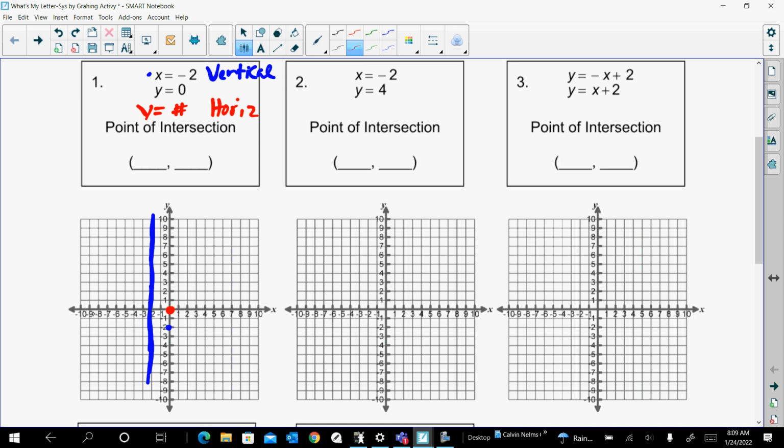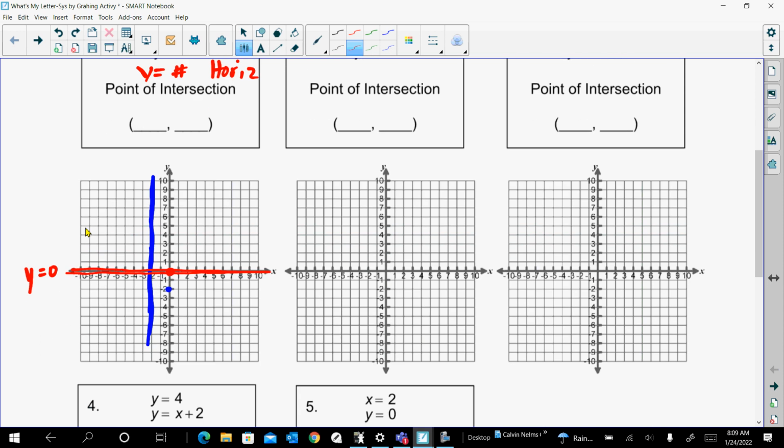0 is at the origin, so that's just really your x-axis. If you're not sure, this is when y equals 0. It's the x-axis. So you're finding the point of intersection, and that point of intersection happens right here at the x-intercept -2. So that point is -2, 0.